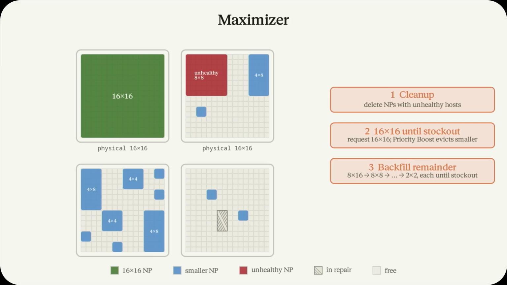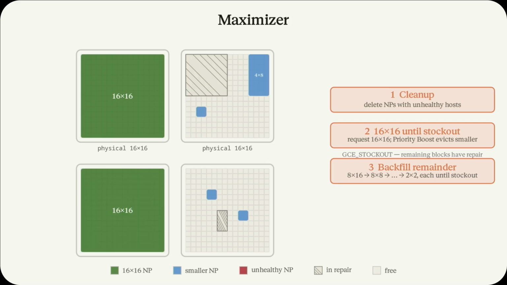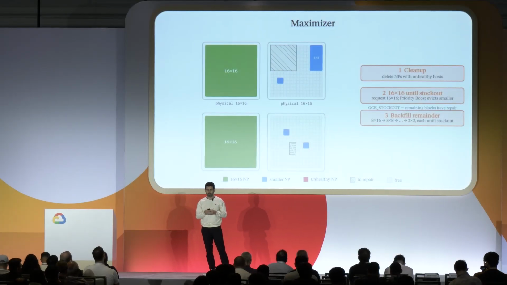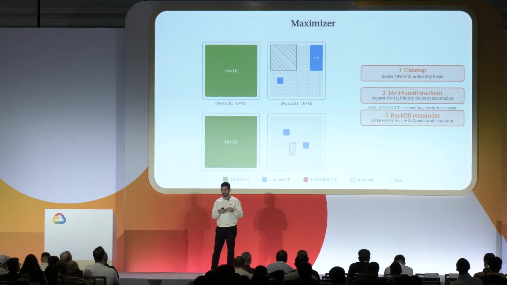Basically, this process is going through a few specific steps. First, it's going to delete the unhealthy node pools that we might have. That's a process that we have to take first. Then it's going to try to transform those smaller topologies into bigger topologies, because those are, for most cases, higher value to us than the smaller ones. And back then this happened through a process called priority boost, where basically Google automatically preempts the smaller topologies into bigger ones if we want to.